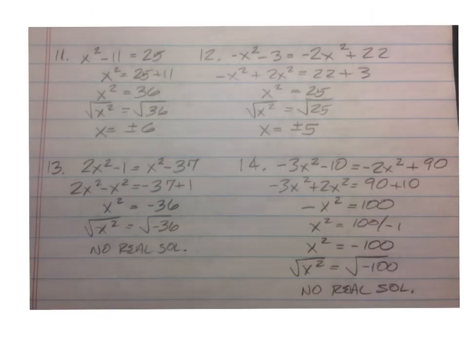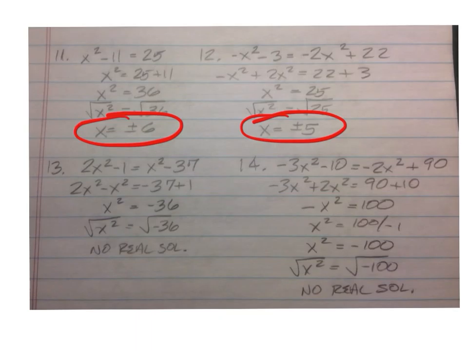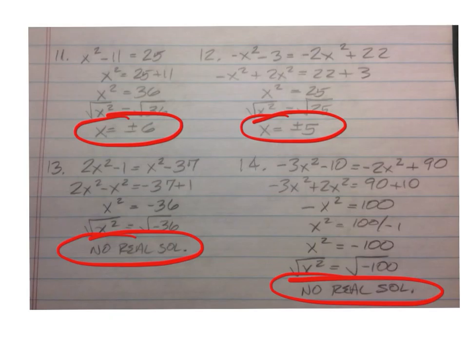Alright. Stickler, you can go get the pencil. There you go. Alright. 11 is plus or minus 6. 12 is plus or minus 5. 13 is no real solution, and 14 is no real solution.